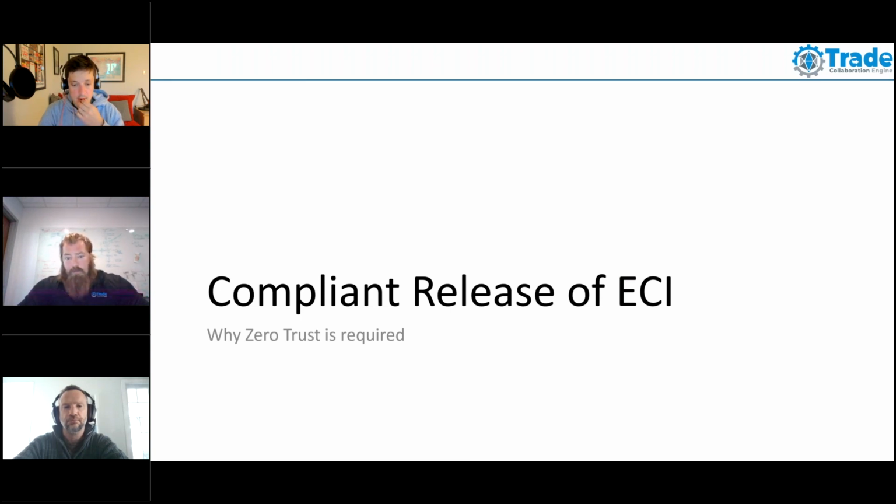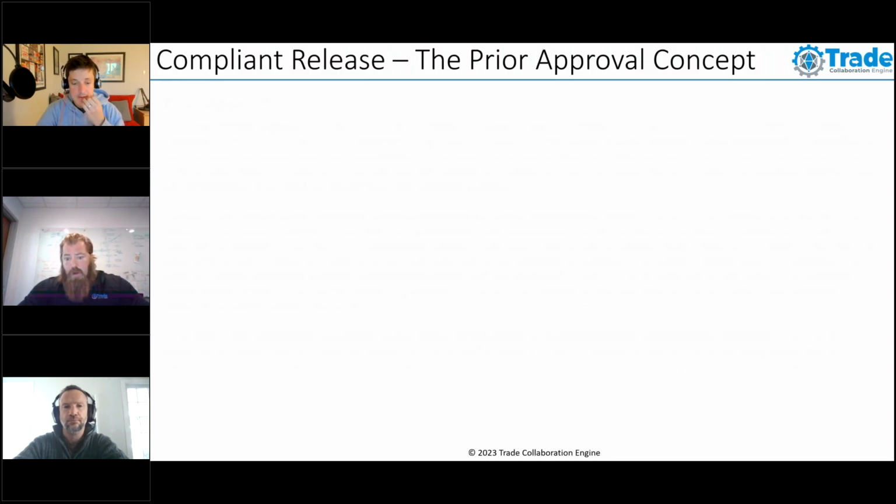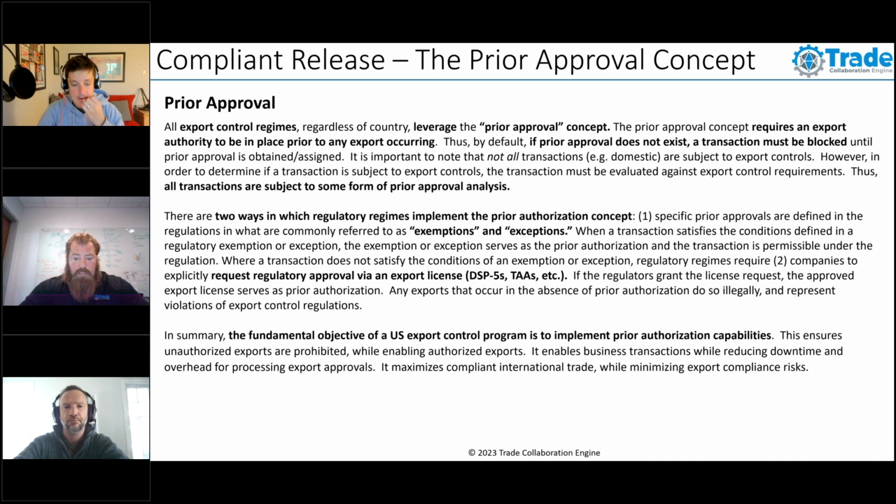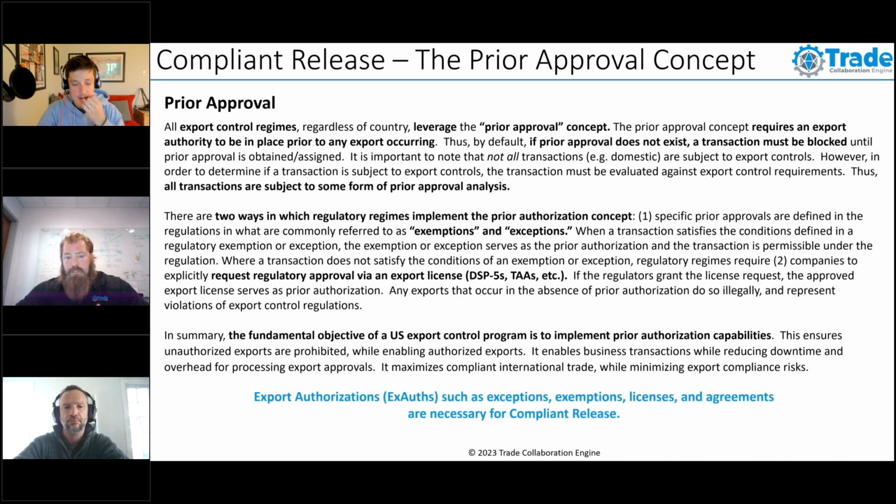So what is compliant release of ECI? Well, I talked about the prior approval concept. I'm not going to read the slide to you, but essentially what you have to understand about this is unless you have an explicit authorization from the government, either encoded in the regulations as an exemption or exception, or you've gone to them for a license, right? You can't export compliantly, right? You have to have an authorization in order to do that. So this prior approval concept is really important.